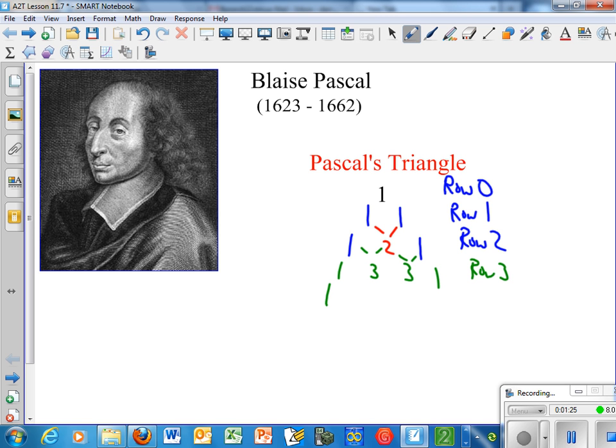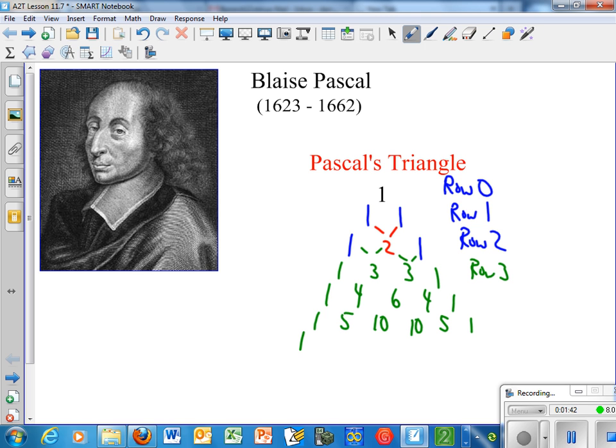Next row, 1, and then this would be 4. Adding the numbers right above it, this would be a 6, this would be a 4, and this would be a 1. That'd be row 4. We're going to continue on. I'll do a couple more rows here. This would be a 1, then a 5, because I add 1 and 4. Add 4 and 6 is 10. There's another 10, 5, and a 1.